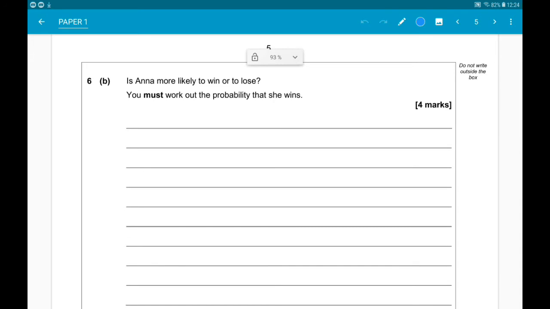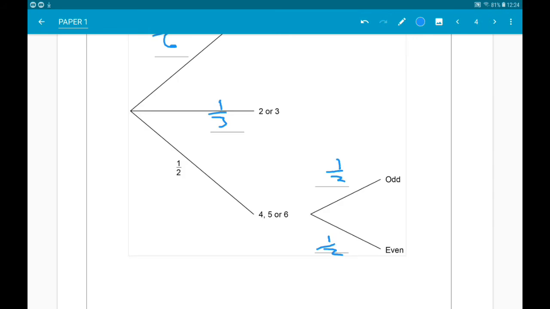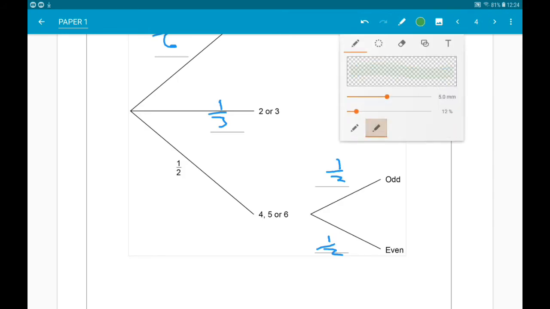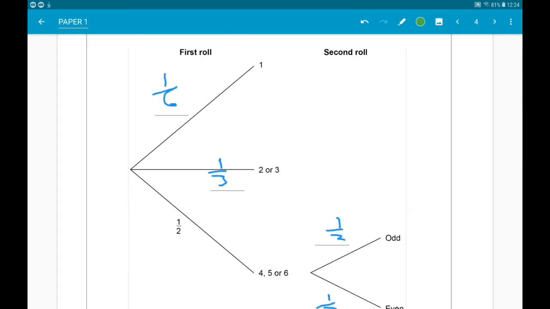Is Anna more likely to win or lose? You must work out the probability that she wins. Okay, so let's write this down as P of W. Okay, back to the diagram. So, how can she win? Well, she can roll a 1 straight away. So, the first probability we want is that 1/6.